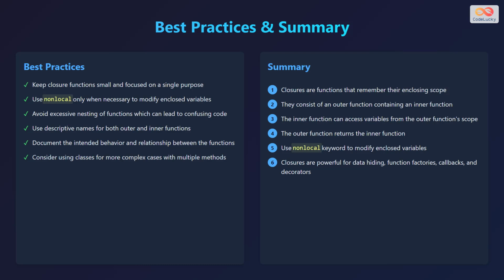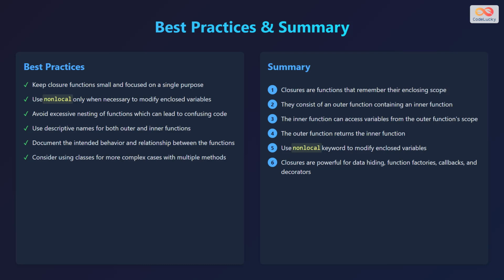Here are some best practices in summary for closures. Keep closure functions small and focused on a single purpose. Use nonlocal only when necessary to modify enclosed variables. Avoid excessive nesting of functions, which can lead to confusing code. Use descriptive names for both outer and inner functions. Document the intended behavior and relationship between the functions. Consider using classes for more complex cases with multiple methods.